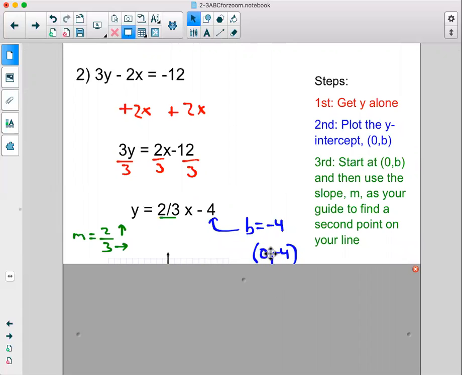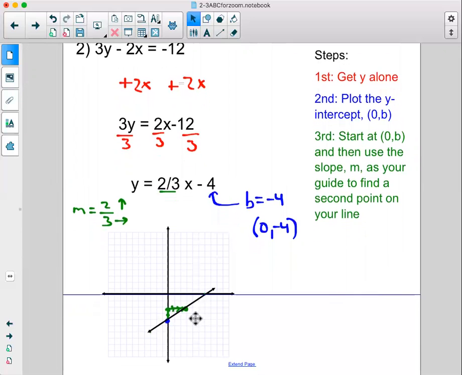We'll plot that point, and then from that point, we'll go up 2 and to the right 3. So we'll plot that y-intercept, (0, -4), and then from that point, we'll go up 2, to the right 3, and there's our next point. We only need 2 points. We can connect the dots and sketch our line.